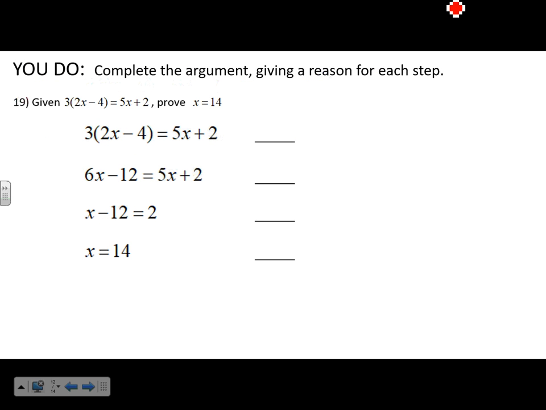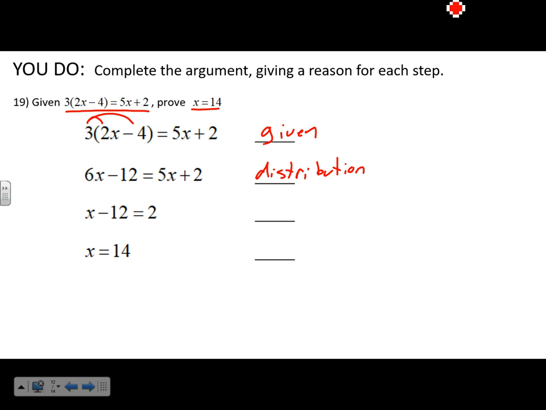So this one, they give us the given, and even without reading this, I can put given, because I know the first step is always given in all these. I want you to prove that x is equal to 14. So what do we do first? We distributed that 3. That gave us the 6x minus 12, so that's distribution. Again, technically, the distribution property, but that's okay.